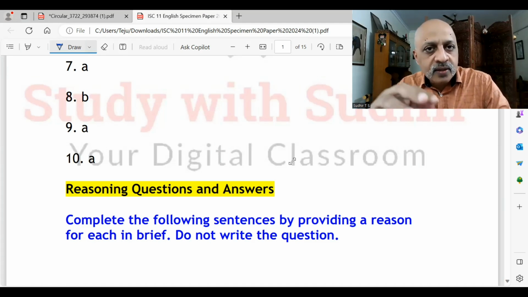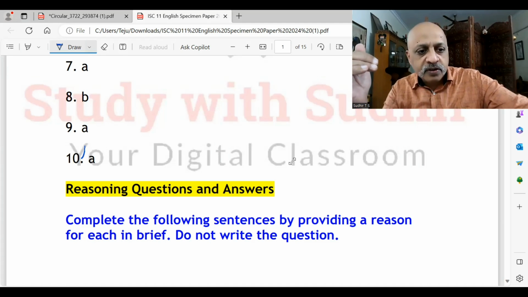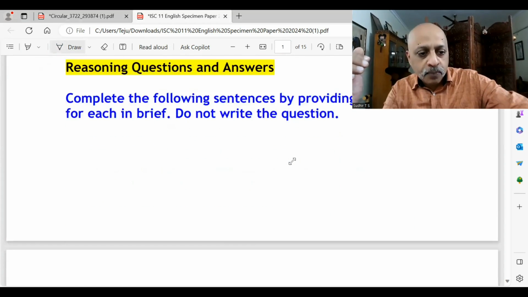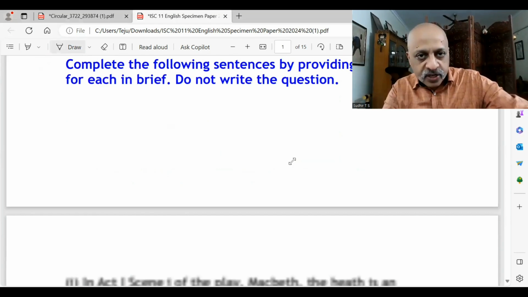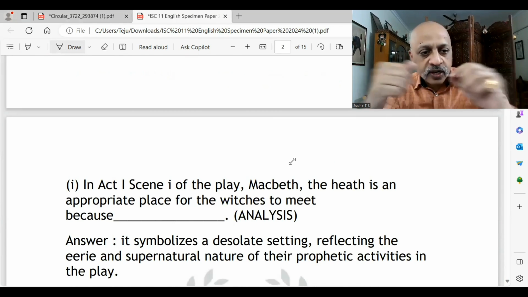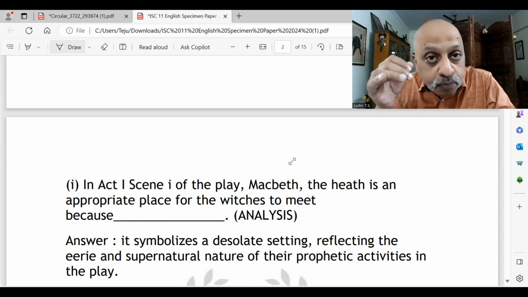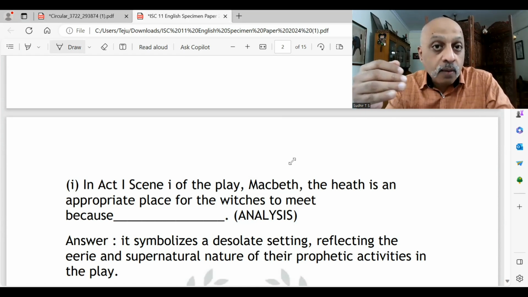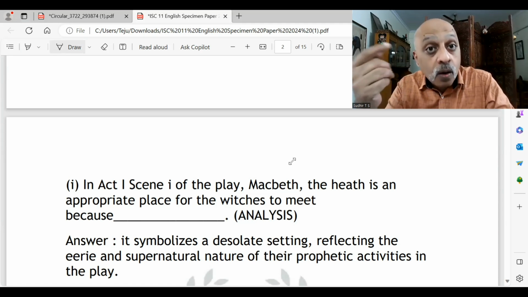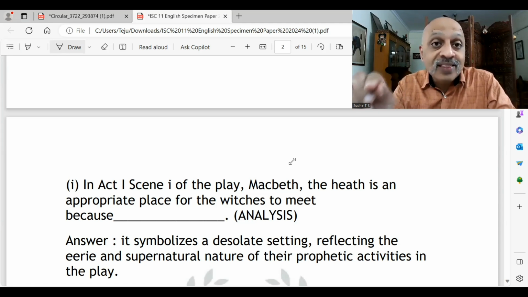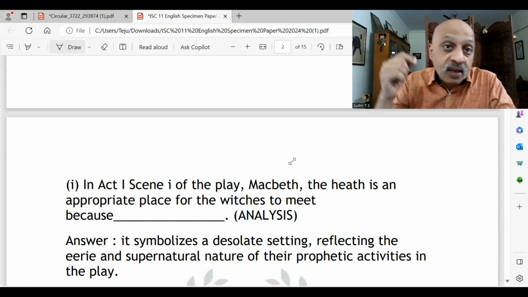Okay. So now you are seeing the entire PDF, the way I've written the reasoning questions. You need to complete the entire sentence by providing a reason for each one in brief. You do not need to write the question. You can just write after 'because'. And I've written all the questions, so you'll find it quite easy to deal with this. In Act 1, Scene 1 of the play Macbeth, the heath is an appropriate place for the witches to meet because the heath symbolizes a desolate setting reflecting the eerie.